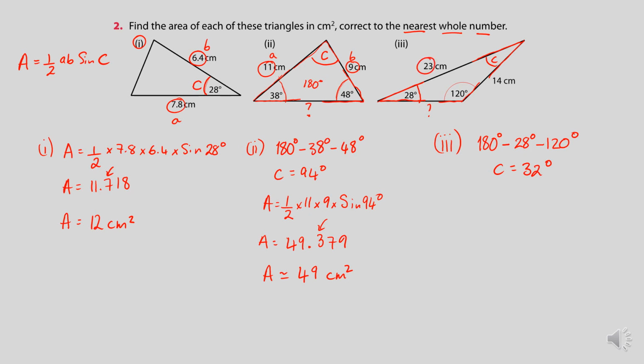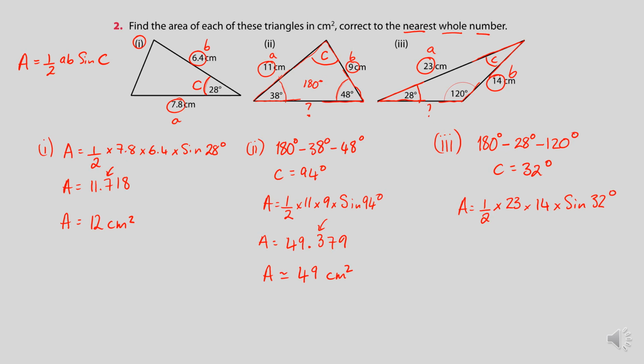Let's let 23 be a and let's let 14 be b. Filling in my area formula: half times a times b times sine C, which is 32. Calculator now.